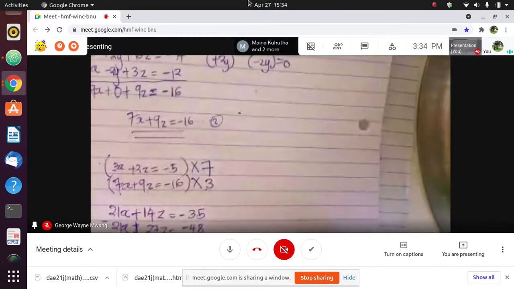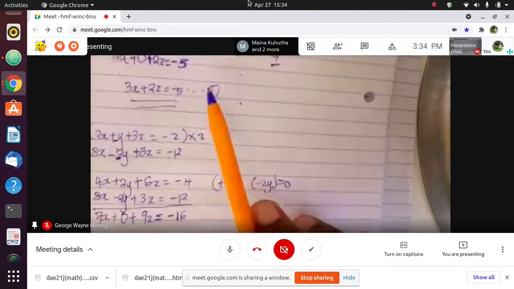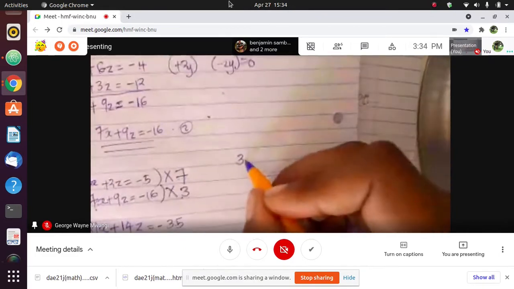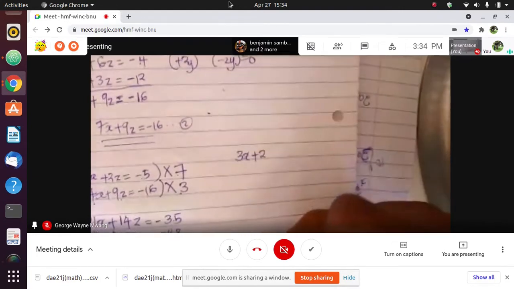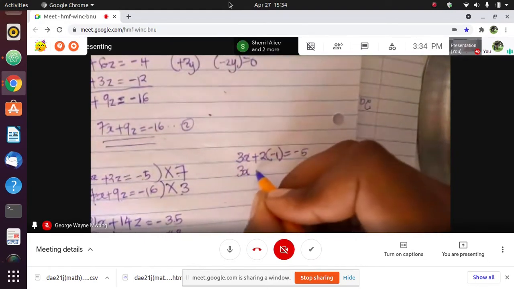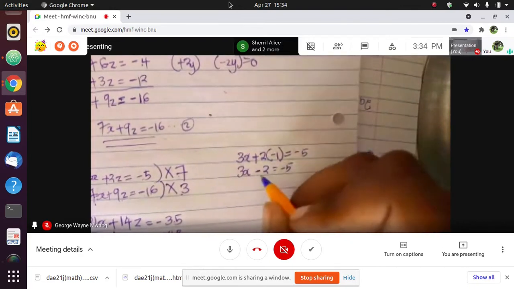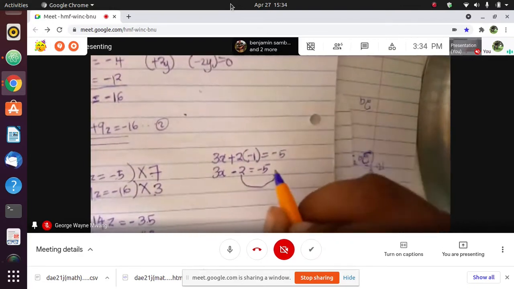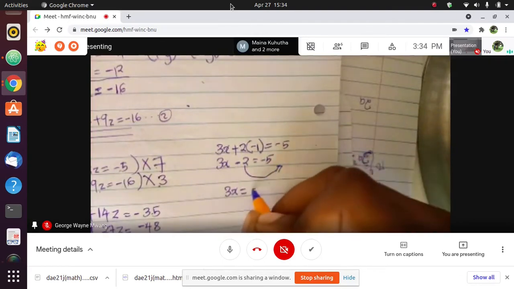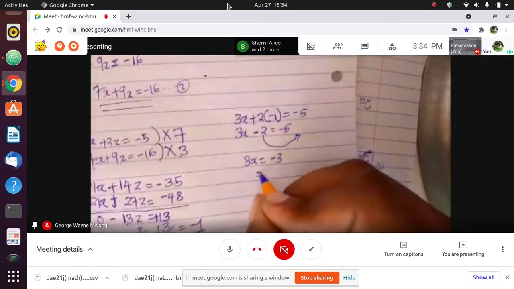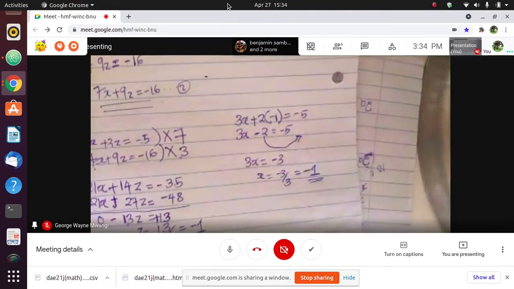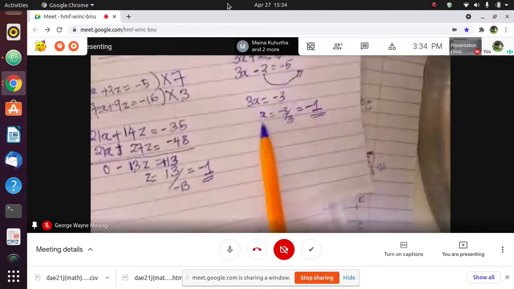Now, we will replace this z in either of these equations, equation 2 or equation 1, to get the value of x. Now, let us replace it up here. So 3x plus 2z, and the value of z is negative 1, is equal to negative 5. So 3x minus 2 is equal to minus 5. We will take this value of negative 2 to the other side and it will become positive. So we are left with 3x is equal to minus 5 plus 2, which will give us minus 3. So the value of x is negative 3 divided by 3 to give us negative 1. Are we together? Yes. We now have the value of x, we now have the value of z.